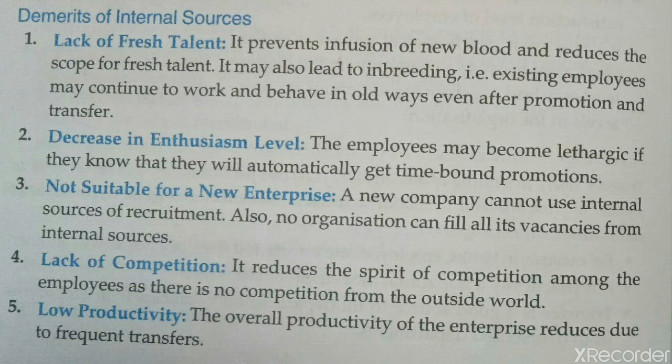Decrease in enthusiasm level. The employees may become lethargic if they know that they will automatically get promoted after a few years. This normally happens in the government departments. When the employees become lethargic, it means they take it for granted that after working 4 to 5 years in a particular department, they will be eligible to get promotions, and so they do not take much initiative to do the work in a proper way.